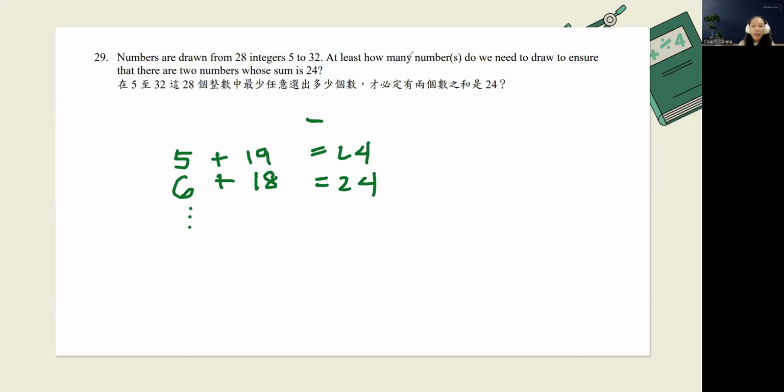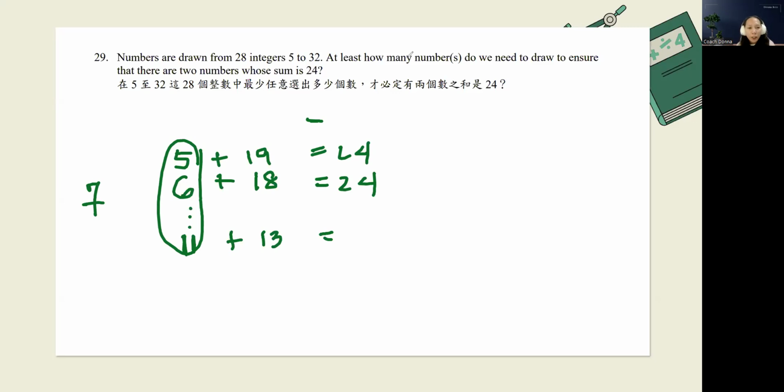So until you arrive at 11, okay? 11 and 6, 7, 8, 9, 10, 11 paired with 13. Because if we decrease this, this is already 12 and 12. And we can't draw the same number twice because there's only one number. So from that, that would be 11 plus 13. 11 plus 13 is 24. So you have this one, there are 7 numbers in total.